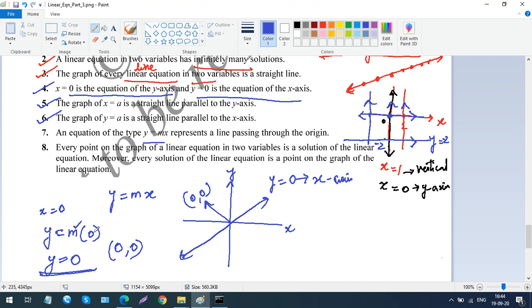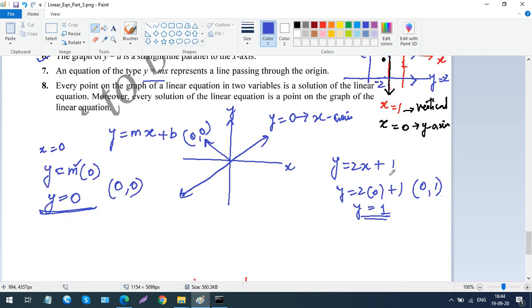See, if you have any other number attached to it, let's say you had a number plus b or something, for example y equals 2x plus 1. In this case, if you put x equals 0, what do you get? You will definitely not get 0. You will get y equals 1 as an answer, right? The point is 0 comma 1. But if you don't have a number attached over here, you have just y equals 2x, then in this case you will get y equals 2 into 0, which is 0. So you are getting the point 0 comma 0.